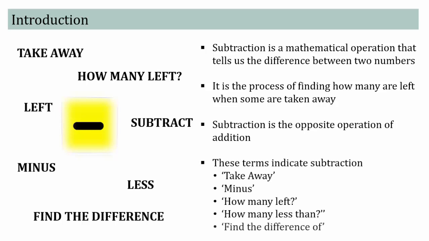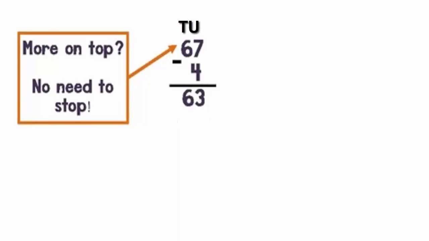These terms indicate subtraction: take away, minus, how many left, how many less than, find the difference of. Students, here are some simple ideas to solve subtraction sums easily. More on top, no need to stop. It means that if the below number is smaller than the above number, we can directly minus the smaller number.